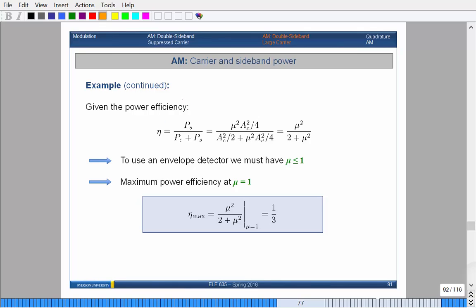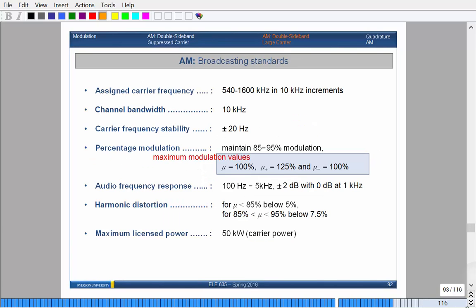Given the power efficiency, if you want to use an envelope detector, you have to make sure that the index is between 0 and 1, of course. So the maximum power efficiency you're ever going to get is at mu equal to 1. If you substitute 1 in, you get 1 over 3, or 33%. That means that if you transmit 3 watts into your system, the output power you're going to get is 1 watt. So you're actually taking your input power and dividing it by 3, which is pretty bad. 33% efficiency is not very good.